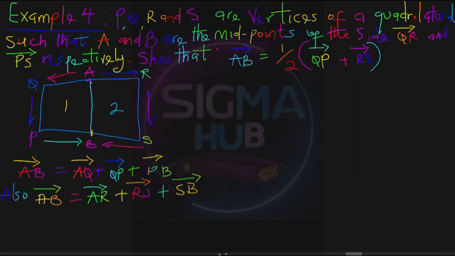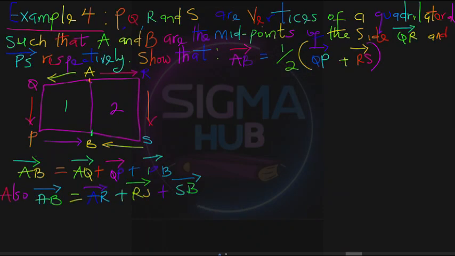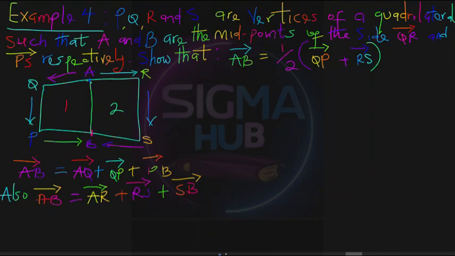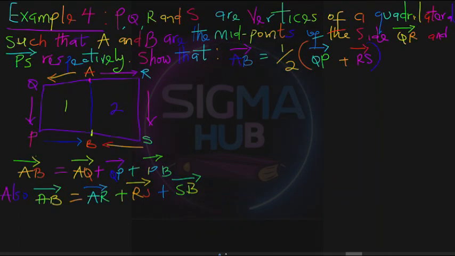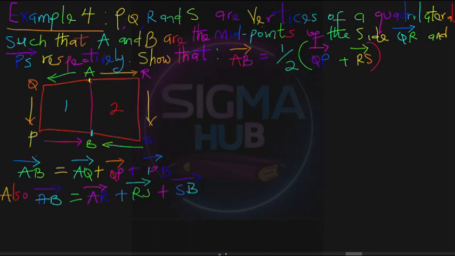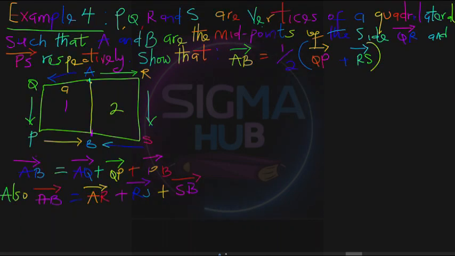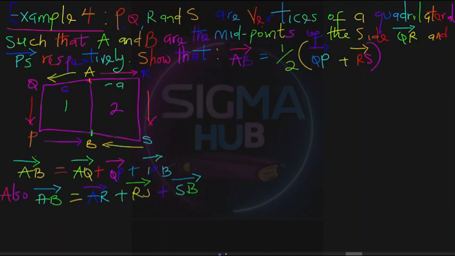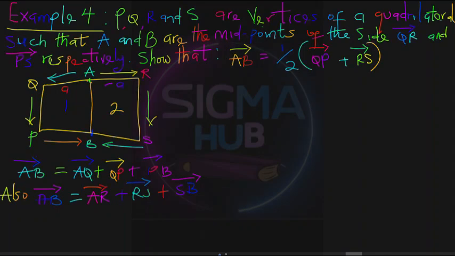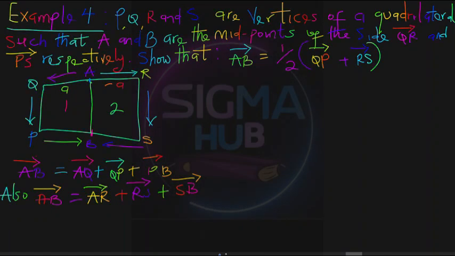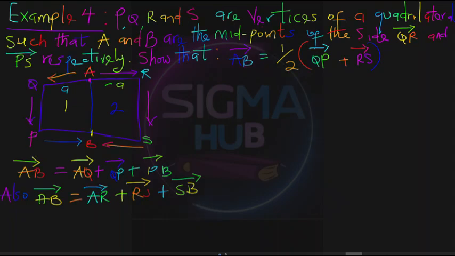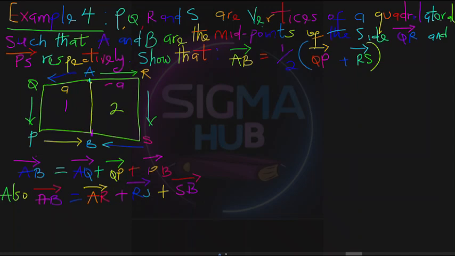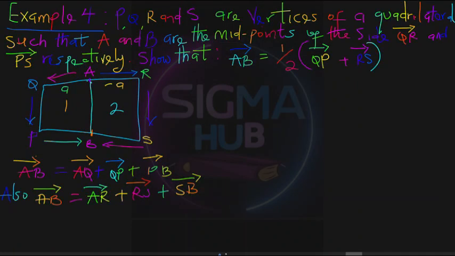But the only difference between them is the direction. AQ and AR are in opposite directions, but the values are the same. So let us represent AQ as A. It means AR will be minus A, because the values are the same but the directions are opposite. The same thing is applicable to PB and BS, because B is the midpoint between P and S.